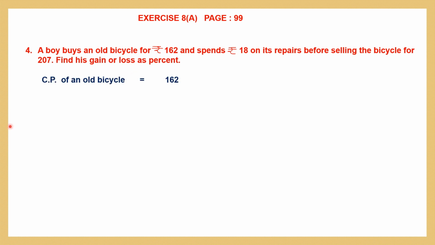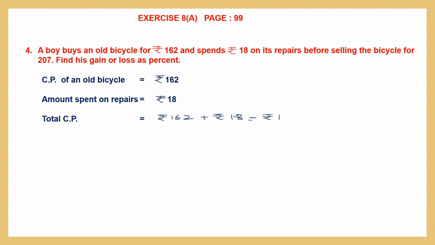Let's begin by saying cost price of the old bicycle is 162 rupees. Amount spent on the repairs is 18 rupees. Now we need to find the total cost price. So the total cost price will be 162 rupees plus 18 rupees, and that is equal to 180 rupees.